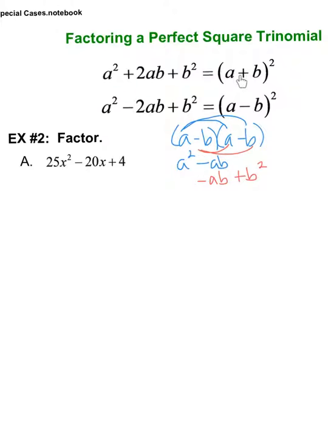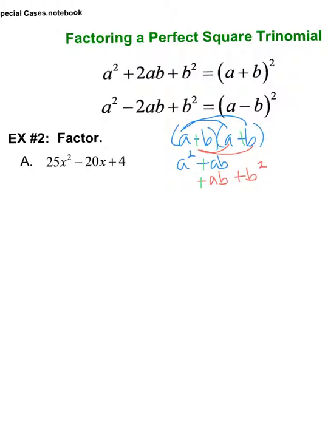If I just change this to a plus, then all that's going to happen is this becomes a plus, plus, and then these are both going to become pluses. And you still have 2 ab's that are identical. So this 2ab is our test for the perfect square trinomial to see if it is.